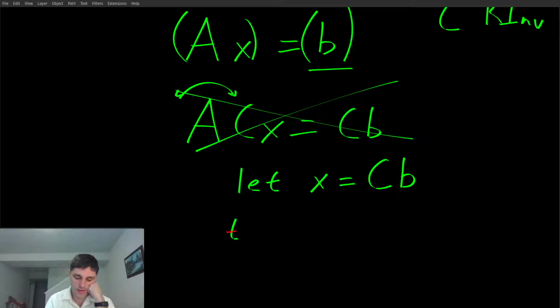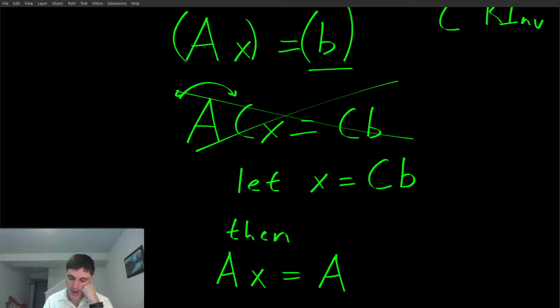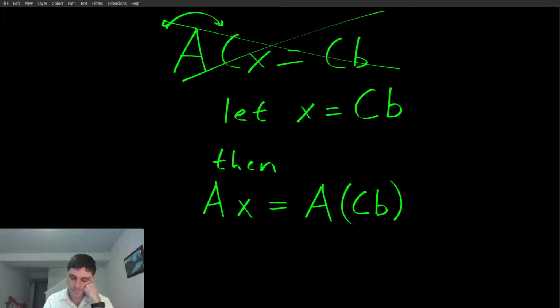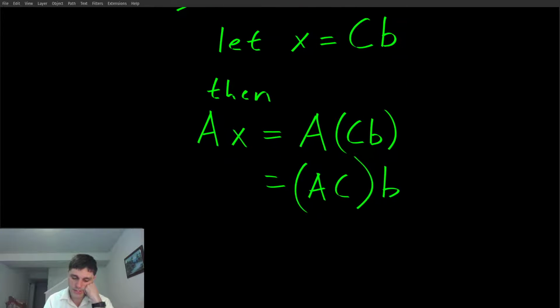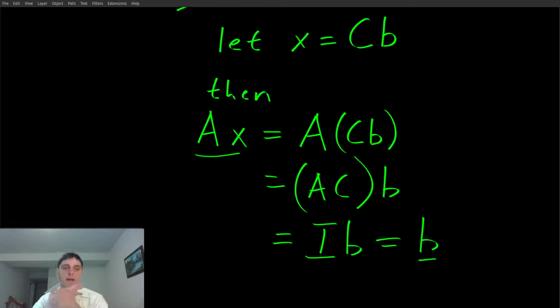Then A times x is going to be equal to A times CB. We're just substituting in, right? Which is equal to AC times B, which is equal to IB, which is equal to B. Thus, AX is equal to B, right? And so it sort of works either way in some sense.